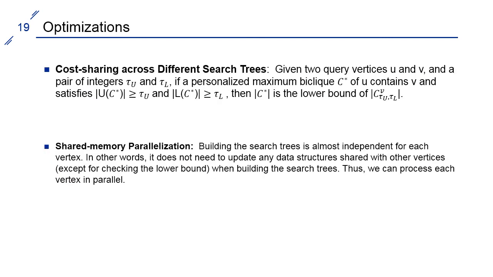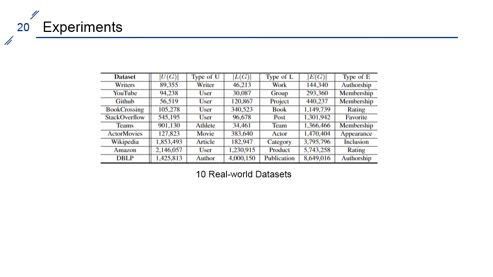To further accelerate the index construction process, we propose cost sharing across different search trees. This is based on a lemma: for two vertices U and V, if we compute a personalized Maximum Biclique C star of U that contains V, then C star can possibly also be the personalized Maximum Biclique of V, and at least it will be an upper bound of V's result. The second point is that building the search tree is almost independent for each vertex, so we can easily use shared-memory parallelization. Now for the experiments: we evaluate our algorithms on 10 real-world datasets.